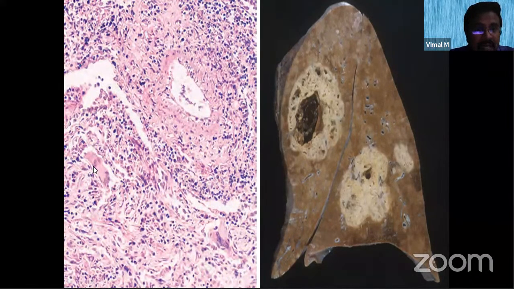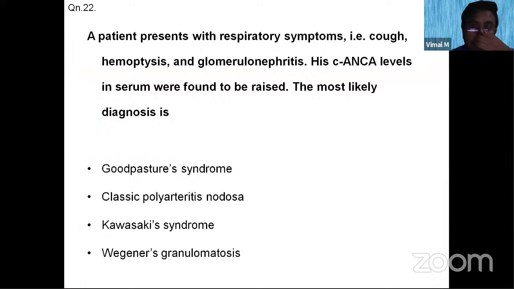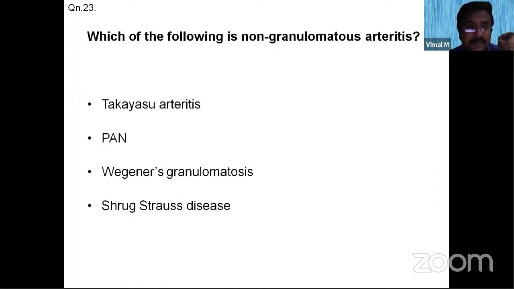Basically, it is a picture of a vasculitis, that is, inflammation of the vessels with necrotizing lesions, and a giant cell indicating it is a granuloma. So coming to this question, you know the answer is Wegener's granulomatosis. Which of the following is a non-granulomatous arthritis? Yesterday we saw many granulomatous arthritis, and today also we have seen some. Now, with this knowledge, let us see whether you are able to solve this question.